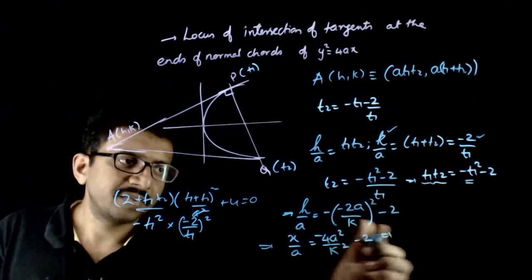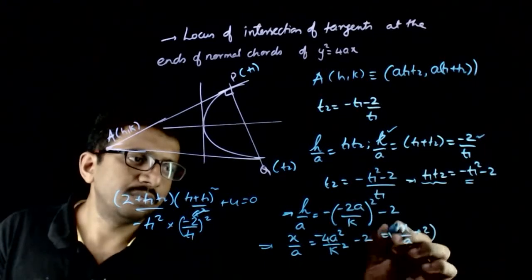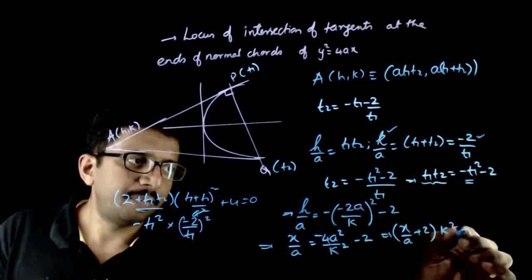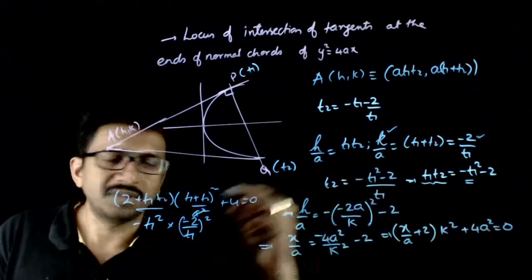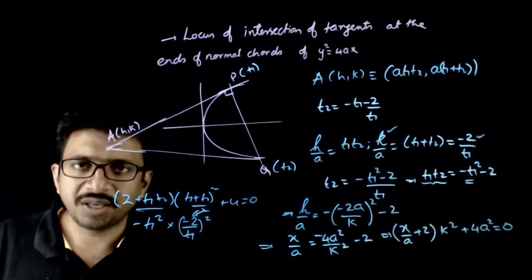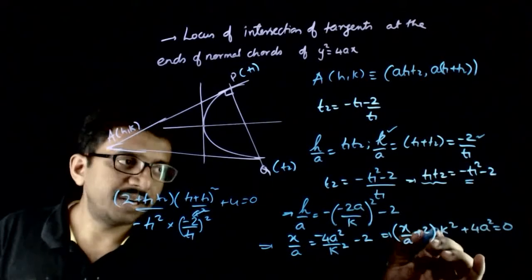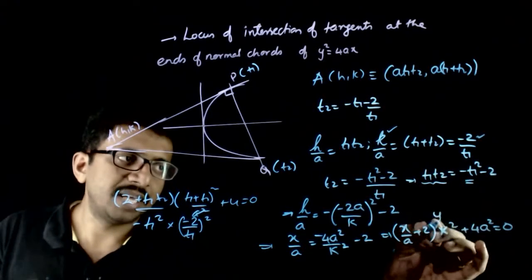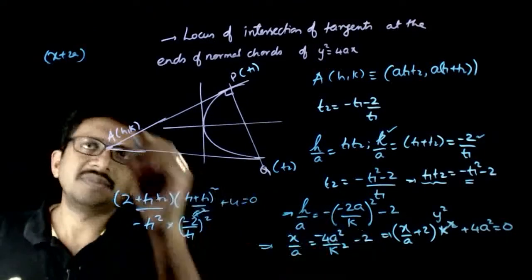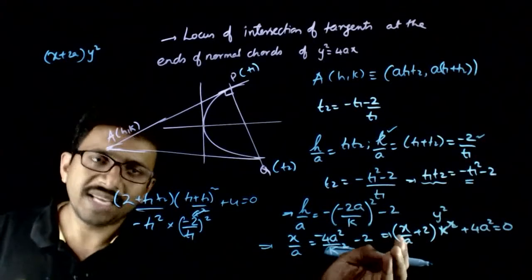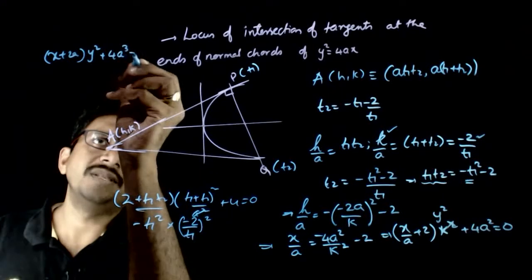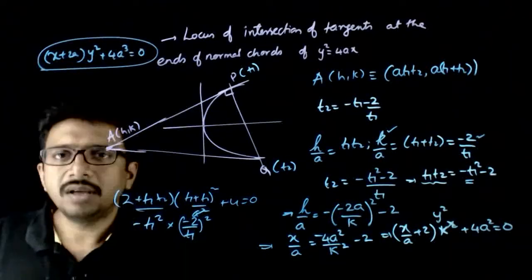This implies (X by A plus 2) times K square plus 4A square is equal to 0. If you rearrange the terms, K square can be written as Y square in terms of the locus. So you have (X plus 2A) times Y square, and if you take the LCM, this A goes onto this and multiplies, so plus 4A cube is equal to 0. This will be the required locus.